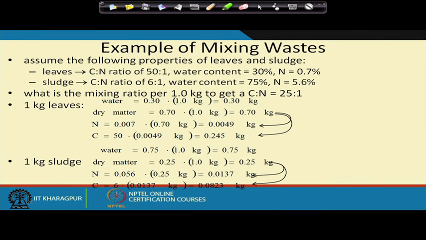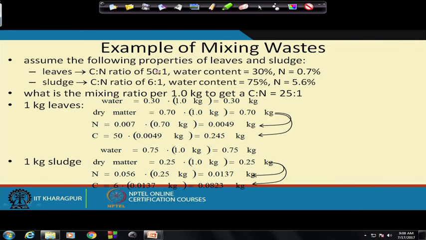Say you have leaves and sludge. You had leaves from a certain part of town where there was a big storm, and a lot of leaves came down, so you have this big truck full of leaves, and then you have some sewage sludge. The carbon nitrogen ratios for leaf and sludge have been provided, 50:1 and 6:1, and the water content as well as nitrogen content is also given. So now it's asking what is the mixing ratio per 1 kg to get a carbon nitrogen ratio of 25:1.